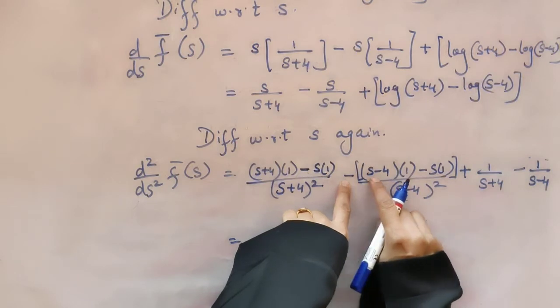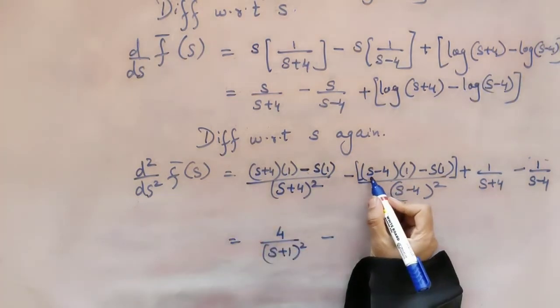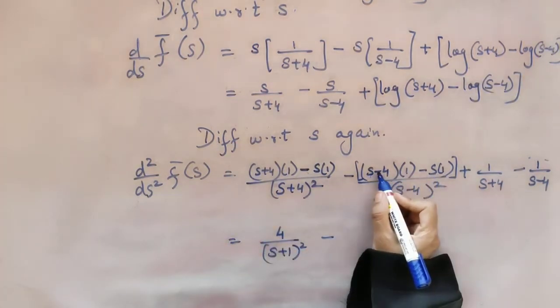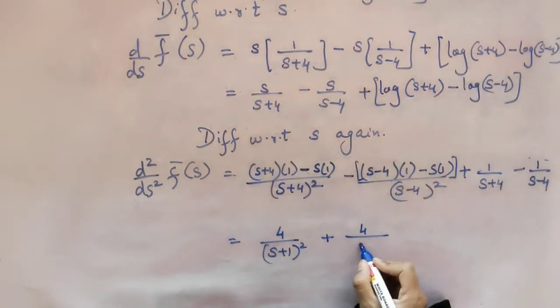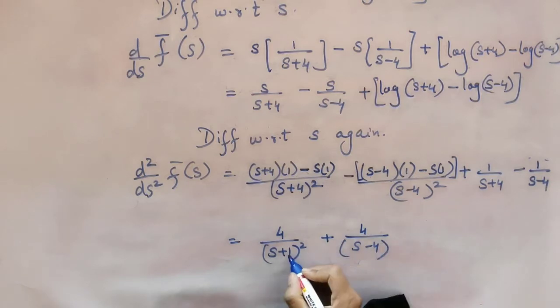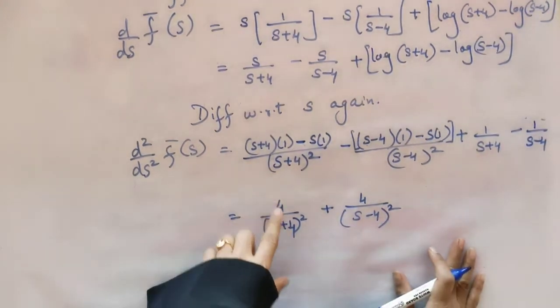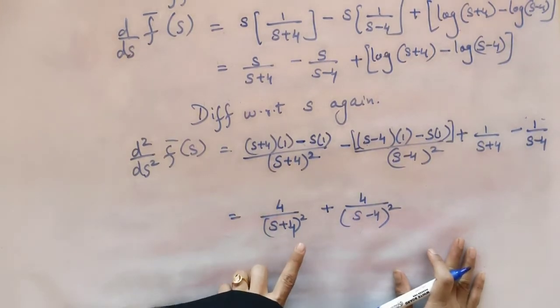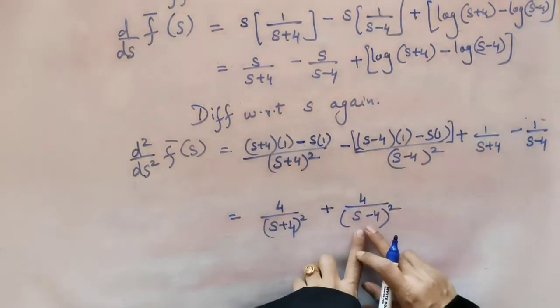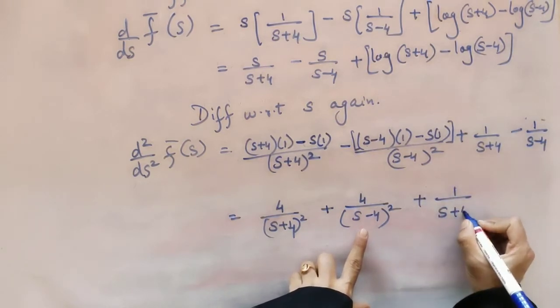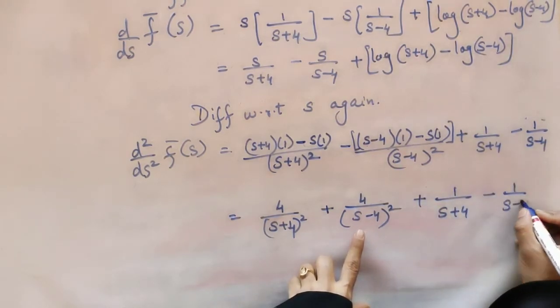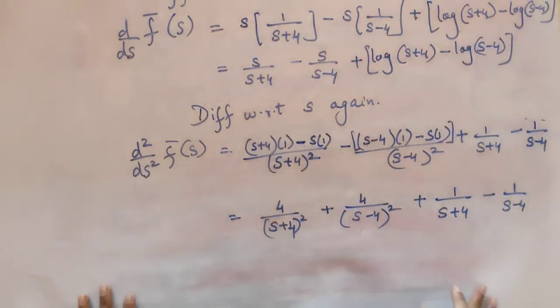So minus, let us simplify this. Plus s, again minus s gets cancelled. You have minus 4 into minus, it becomes plus, divided by s minus 4 whole square you will get. Sorry, plus 4 over here. I had written 1, please correct it. It is 4 divided by s plus 4 whole square plus 4 divided by s minus 4 whole square plus 1 divided by s plus 4 minus 1 divided by s minus 4. This is what you get.